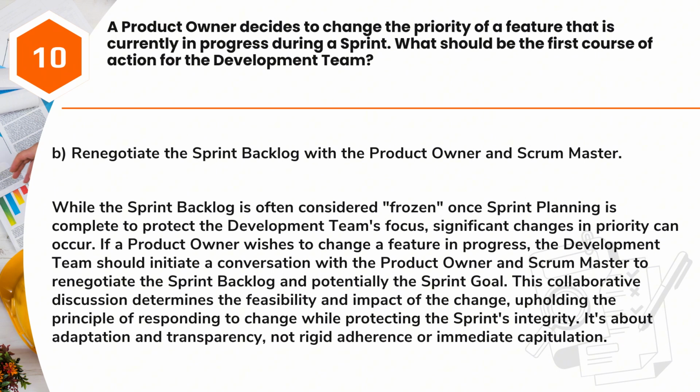If a product owner wishes to change a feature in progress, the development team should initiate a conversation with the product owner and Scrum Master to renegotiate the sprint backlog and potentially the sprint goal. This collaborative discussion determines the feasibility and impact of the change, upholding the principle of responding to change while protecting the sprint's integrity. It's about adaptation and transparency, not rigid adherence or immediate capitulation.